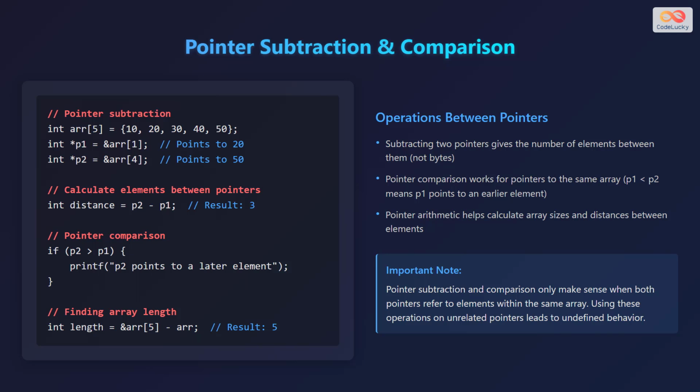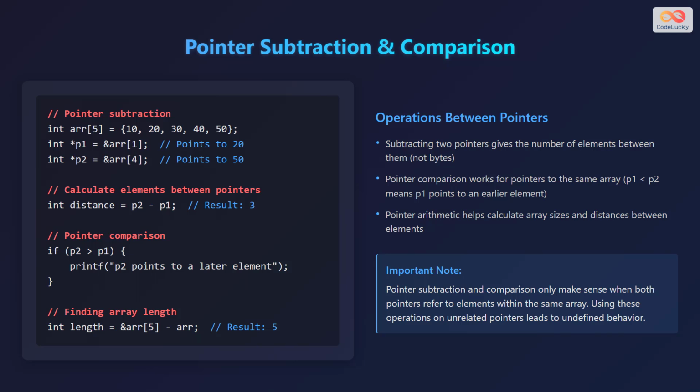Now, let's explore the operations of pointer subtraction and comparison. When you subtract two pointers, the result is the number of elements between them, not the number of bytes. This is particularly useful when determining the distance between two elements in an array. Pointer comparison is valid when both pointers point to elements within the same array. If pointer 1 is less than pointer 2, it means pointer 1 points to an earlier element in the array. Furthermore, pointer arithmetic can help calculate array sizes and the distances between elements.